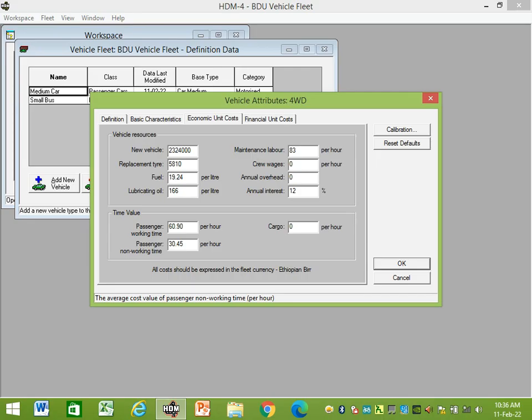So can you put those people who came late? Please enter this data, economic in its cost. For a four-wheel drive, select four-wheel drive and enter this data.